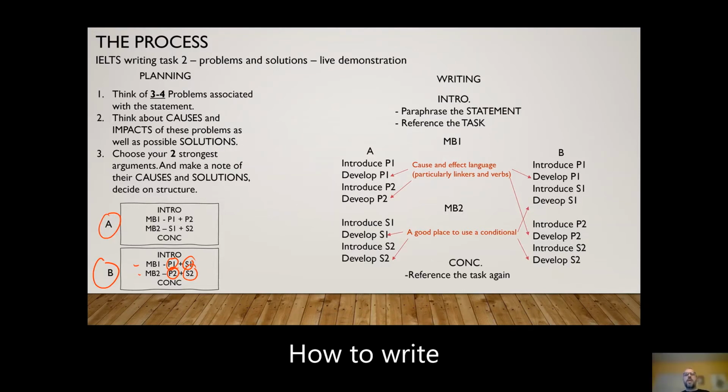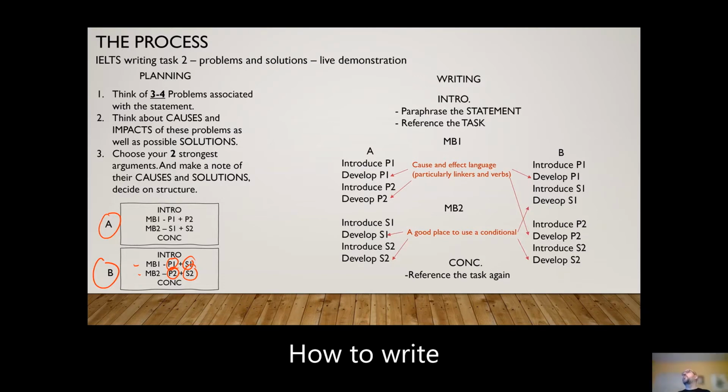Okay, once we've done that, we get to the conclusion. In the conclusion, all you need to do is reference back to the task again, show that you've spoken about problems and solutions. If you followed structure B, the conclusion is a useful place to talk about the difference between your first problem and solution and your second problem and solution.